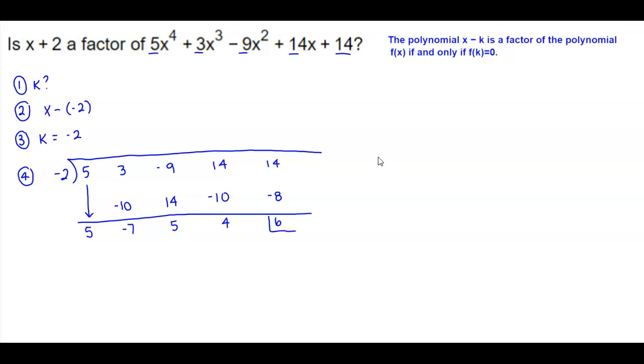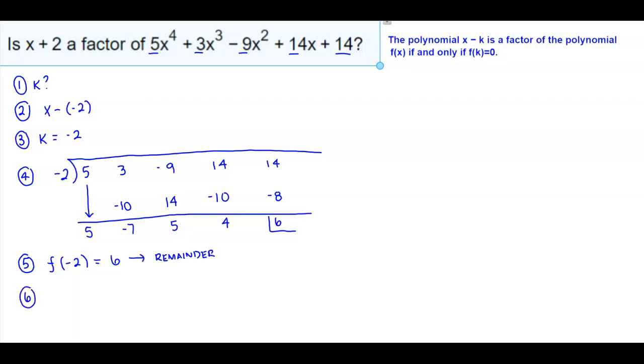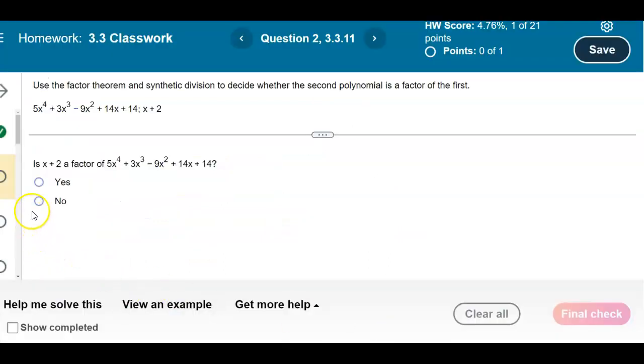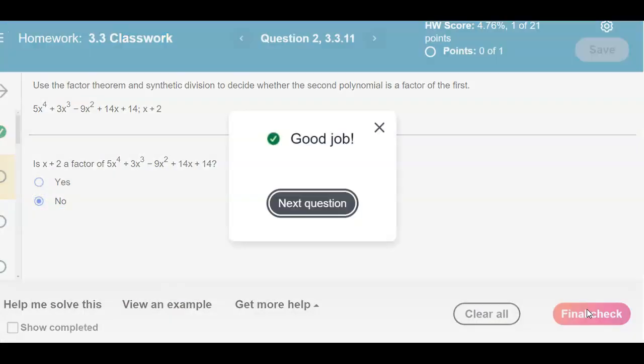So what does that tell us? That tells us that we have a remainder of 6. So f of negative 2 is equal to 6, which means that there is a remainder. And if there's a remainder, then we would say that x plus 2 is not a factor of that polynomial. So let's go ahead and answer this question here. So we would say no, and there is our result.